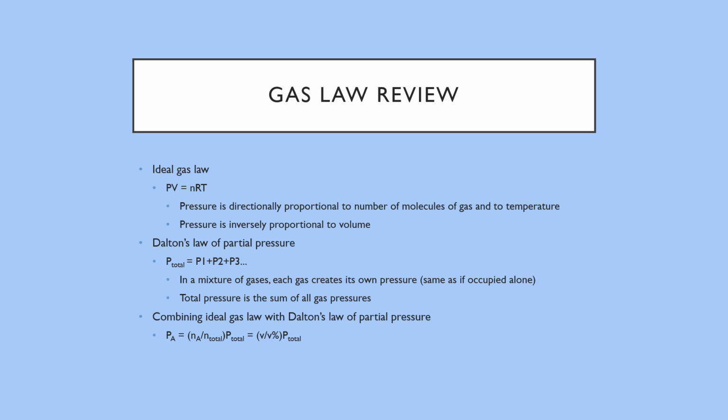Now, combining the ideal gas law with Dalton's law of partial pressure, we see that the partial pressure of a gas A is equal to the total pressure of the mixture times either the mole fraction, which is N sub A divided by N sub total, or times the volume percent of the gas, which is V divided by V percent.